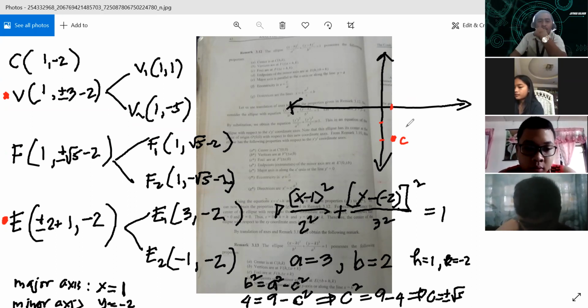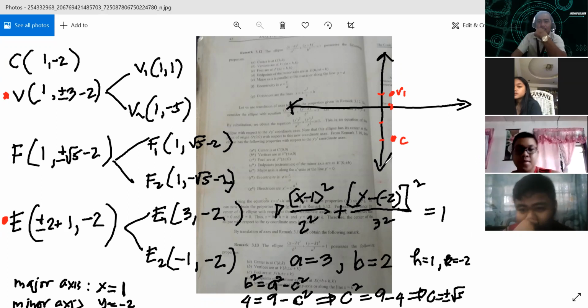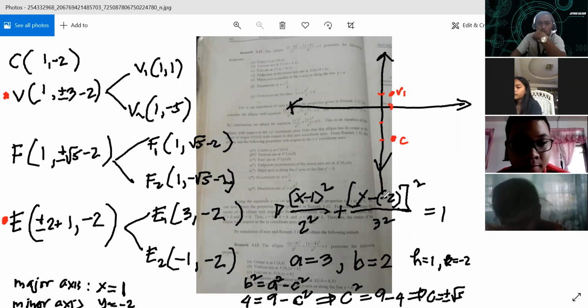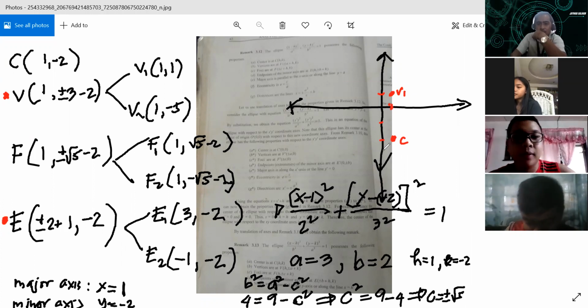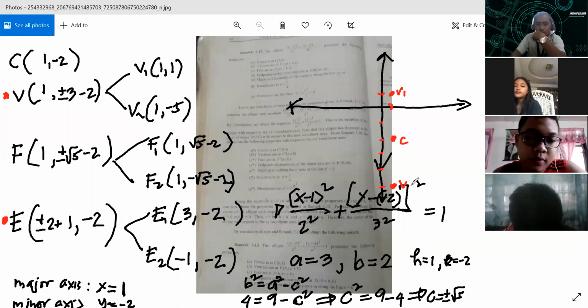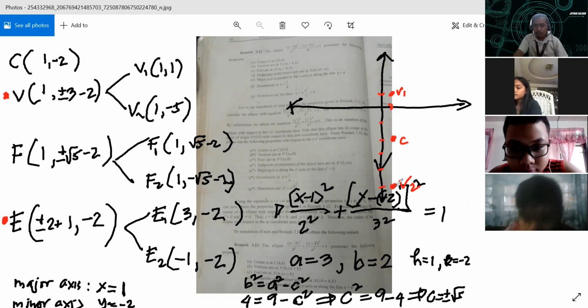Okay. Where is your vertex 1? The 1, 1, right? The upper right. Your vertex 1. Agree? Where is your vertex number 2? Vertex number 2, the lower right. So 3, 4, 5. Somewhere here. This is your vertex 2, because that is 1, negative 5. 1 for x, negative 5 for y.